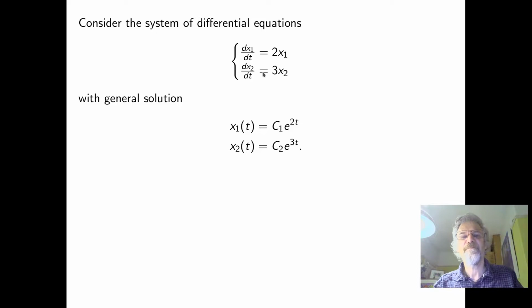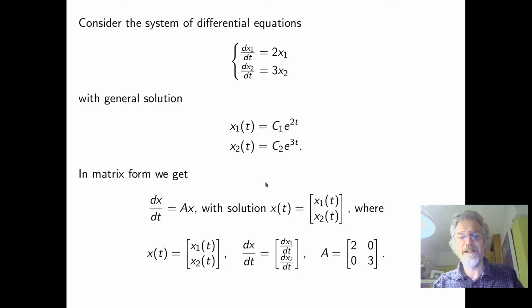Okay, so here's a little differential equation in a vector variable x1, x2. So dx1/dt is 2x1, dx2/dt is 3x2. You say this is uncoupled because we can just solve them separately to give these separate exponentials.